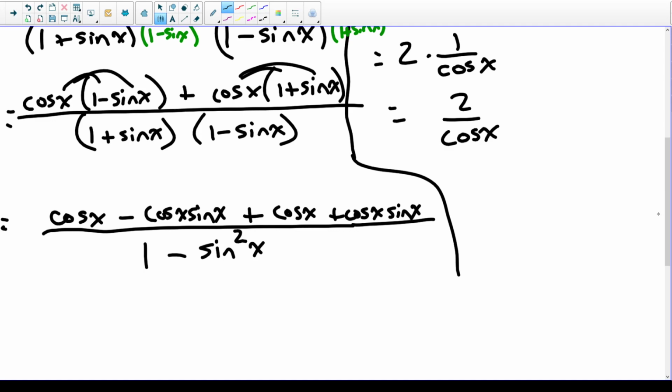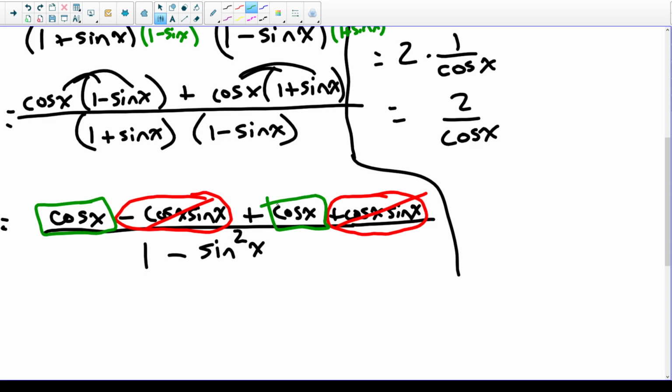Does anybody see what happens at the top of that fraction? What does this term and this term do to each other? Correct, chat. These two terms are the exact same, but one is a minus and one's a plus. They cancel out. What's left? You've got a cosine x left with another cosine x left. That's 2 cosine x's. Now, what does that bottom become? What's 1 minus sine squared x?